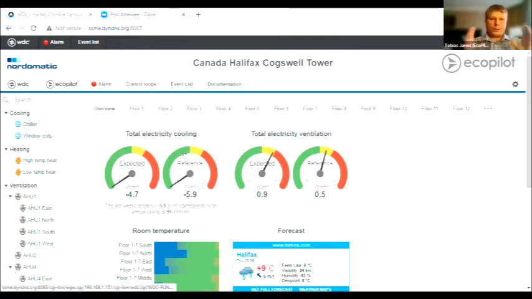This is the dashboard for EcoPilot. The first thing you see are these speedometer-like graphics. What we're seeing is the amount of energy that was saved, in this case, for electricity in cooling. So it's just the chiller and the pumps that supply that chilled water to the building. So we're saving 5.9 watts per square meter in this building currently. That's based on the reference, and this is called an energy signature that we use to constantly monitor the building.